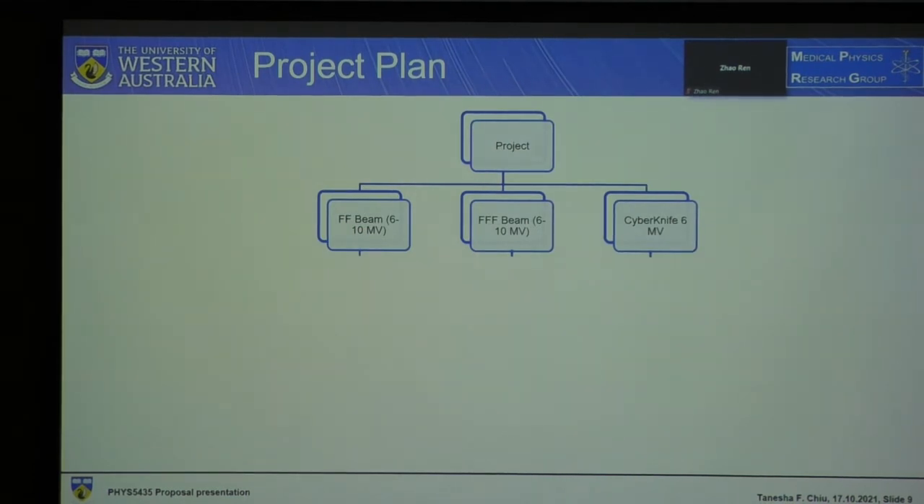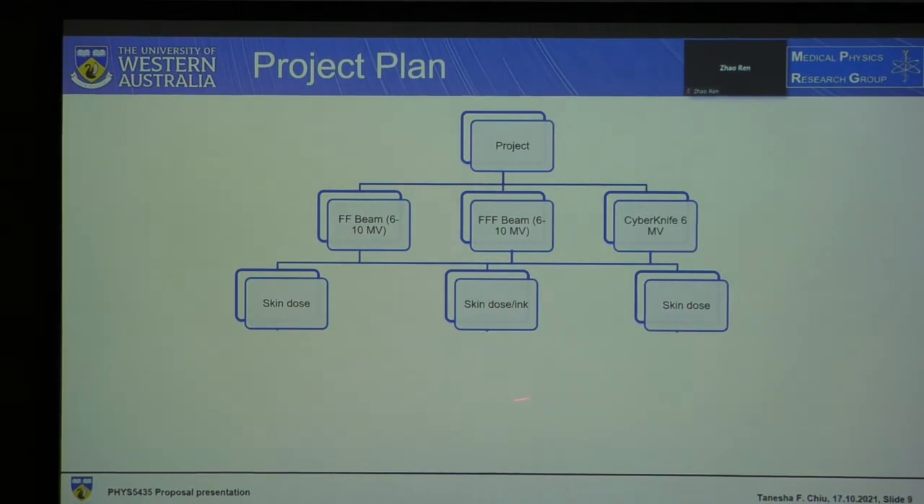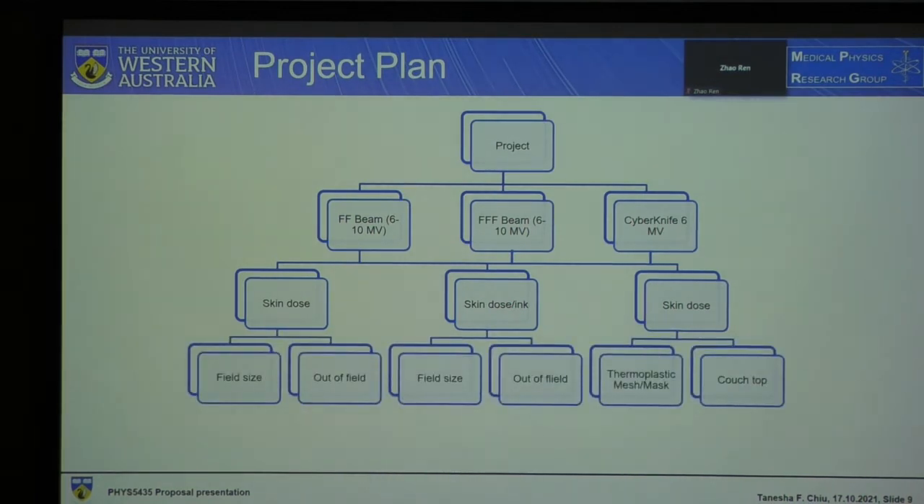As mentioned before, I'll be using FF and FFF beams at 6 to 10 MV, and CyberKnife will be solely 6 MV. Again, I'll be measuring skin dose, but also skin dose from tattoos. And here are the different measurements I'll be making. So field size, out of field dose for both tattoos and for normal skin, and skin dose on thermoplastic mask and couch top. So that'll be the backscatter.